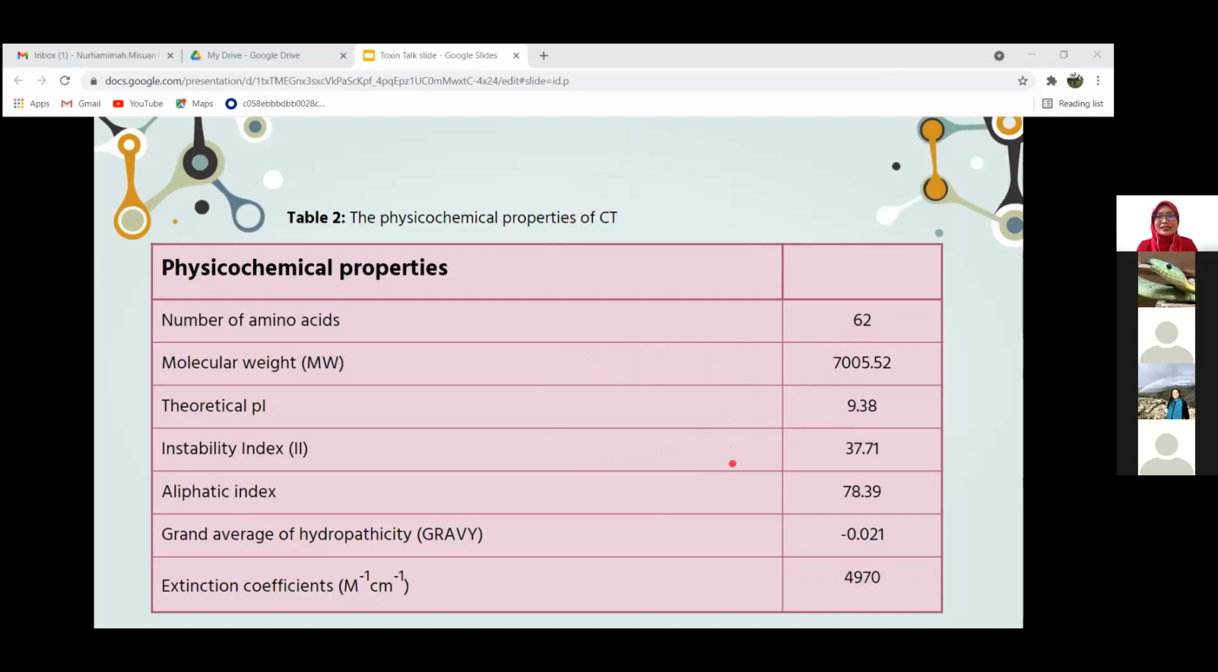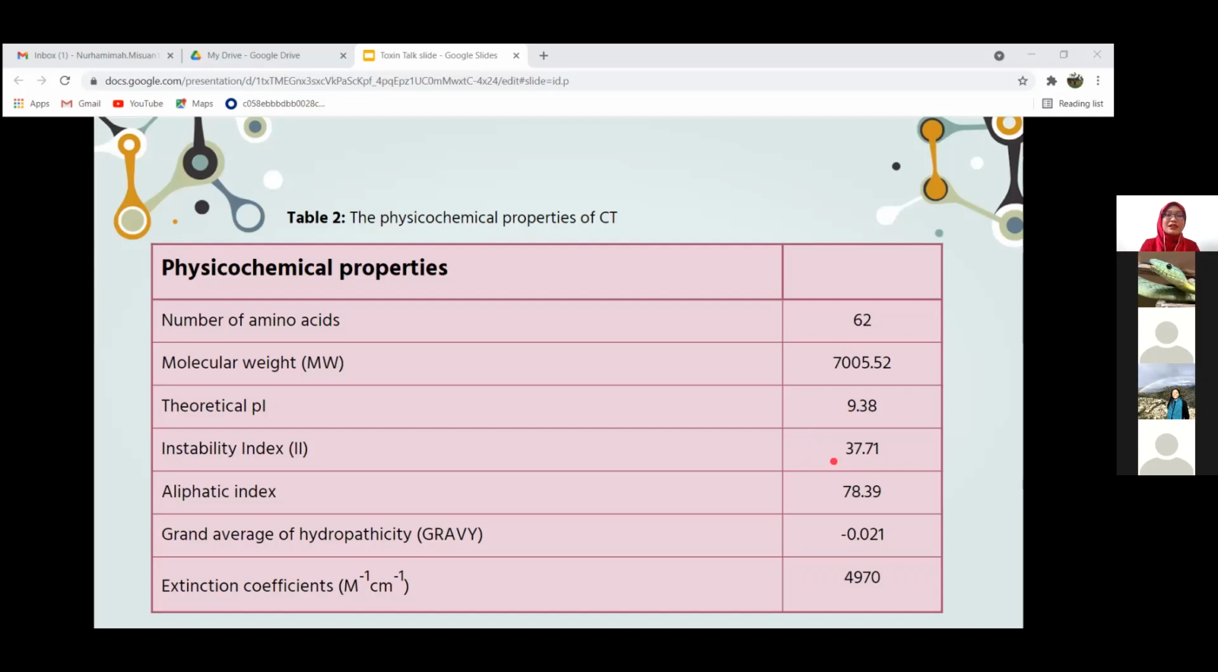The next property is the instability index, or II, which is 37.71. So this index indicated that CT is stable in nature, where any value more than 40 will be considered as non-stable.